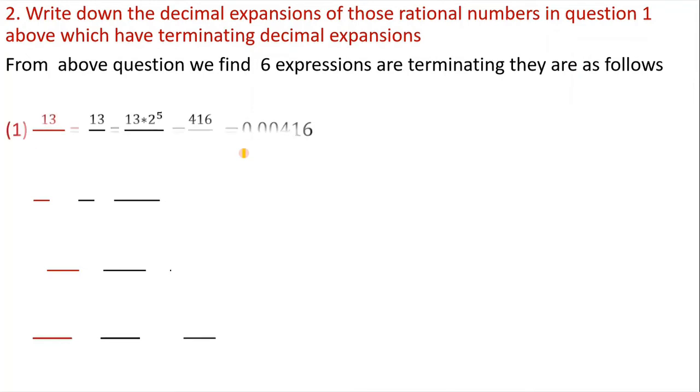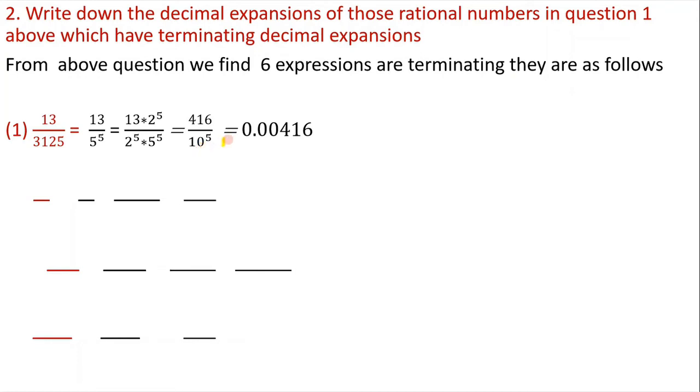Okay. So, first one, 13 divided by 3125, which is equal to 13 divided by the prime factors of 3125, which is 5 power 5. In order to balance this equation, again I want to multiply it with 2 power 5 on both sides. So 13 into 2 power 5 divided by 2 power 5 into 5 power 5. Now 13 into 2 power 5 is equal to 416, and 2 power 5 into 5 power 5 is equal to 10 power 5.